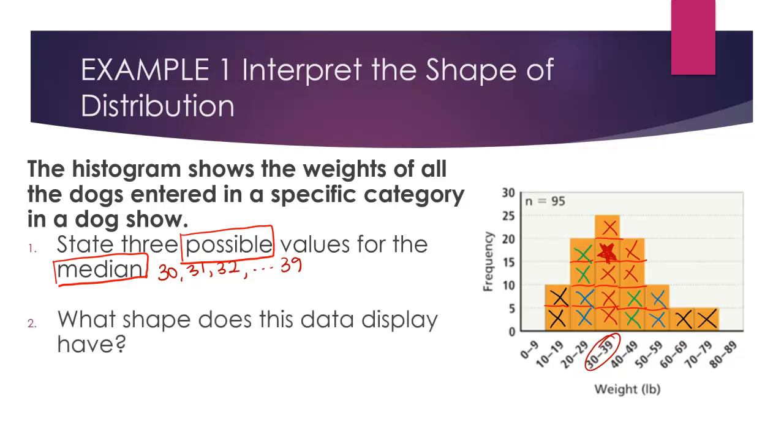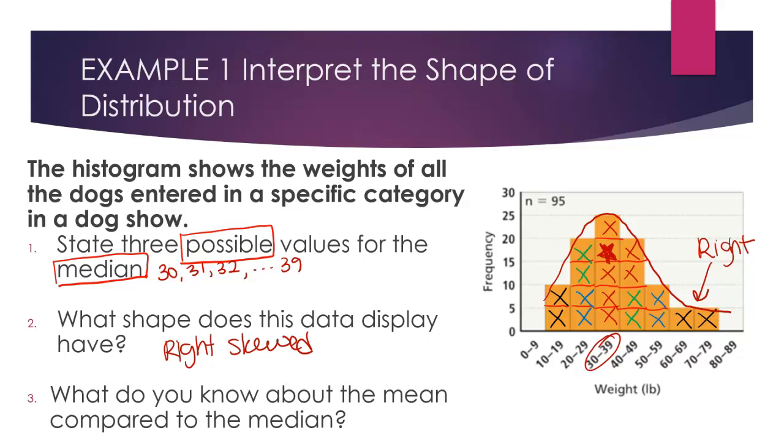What shape does this data display have? Well, it doesn't look very symmetrical to me. If I were to imagine drawing a curved line here, we get a little bit of a tail happening on the right-hand side. It's not much, but we get a little tail. So I would probably call this a right skewed graph because we have a tail on the right.